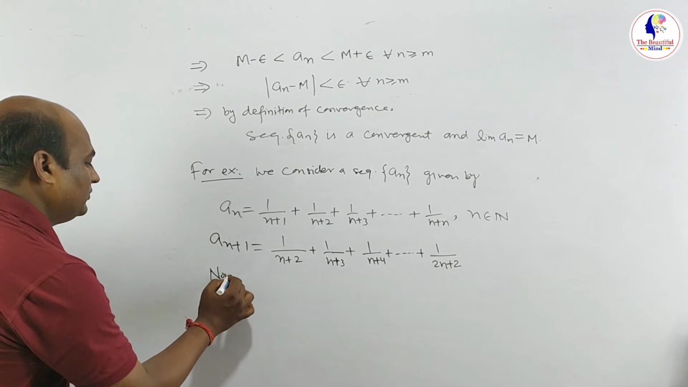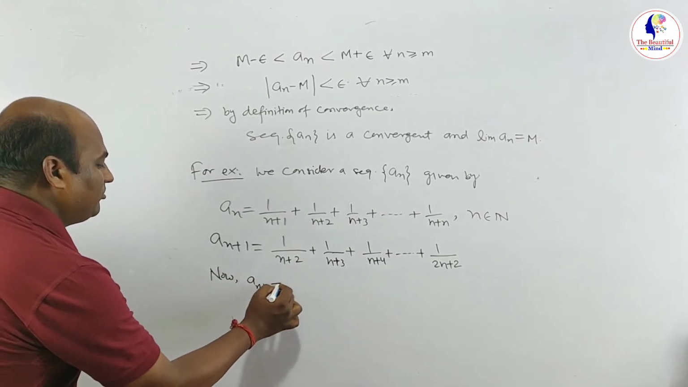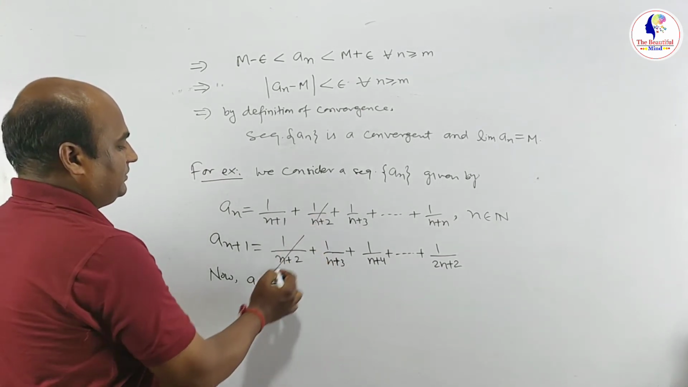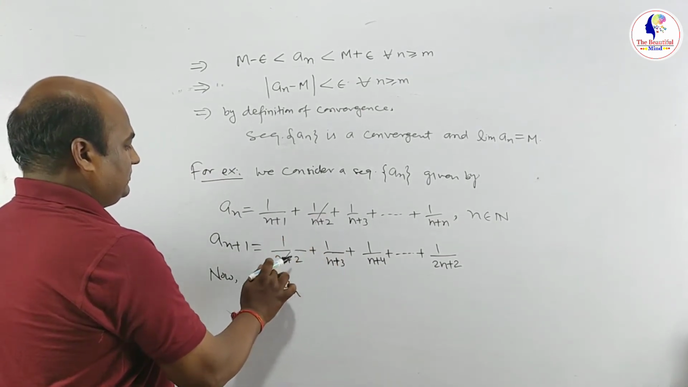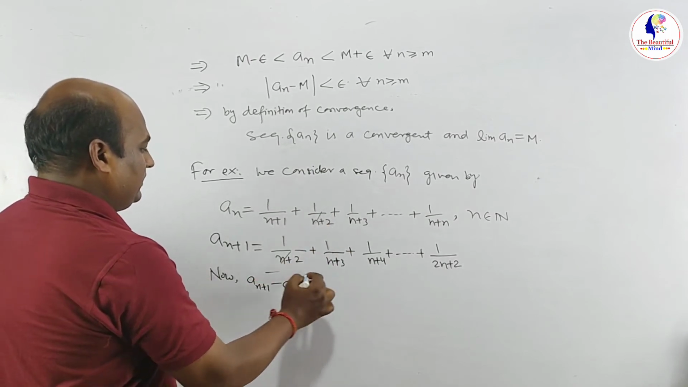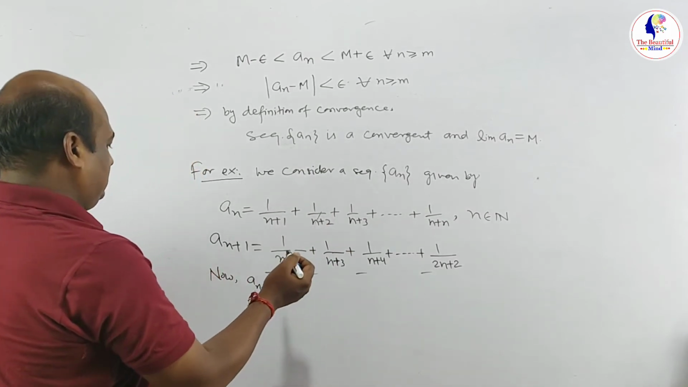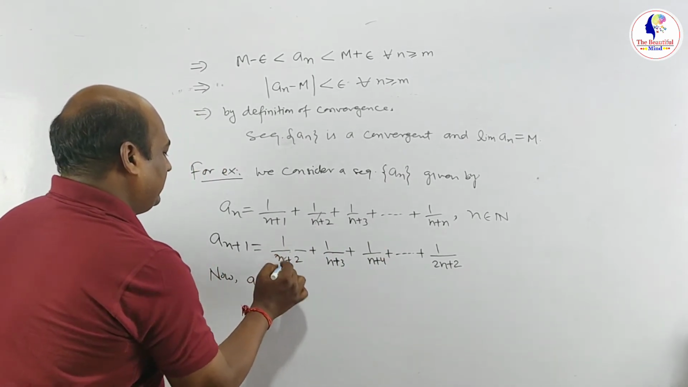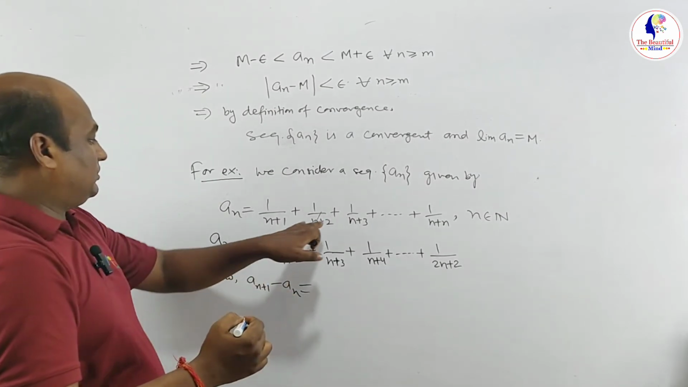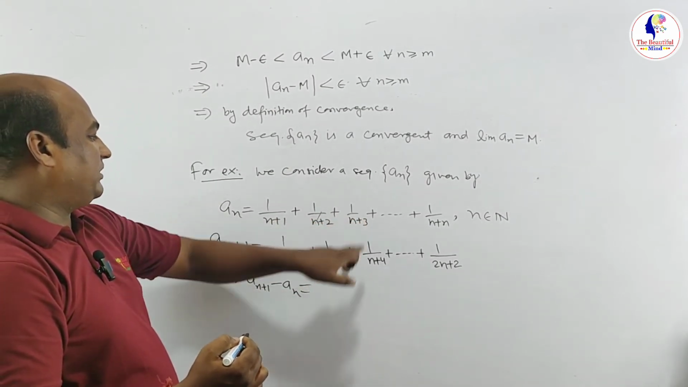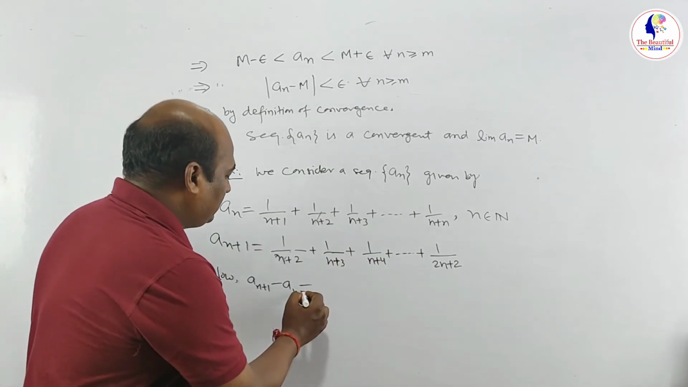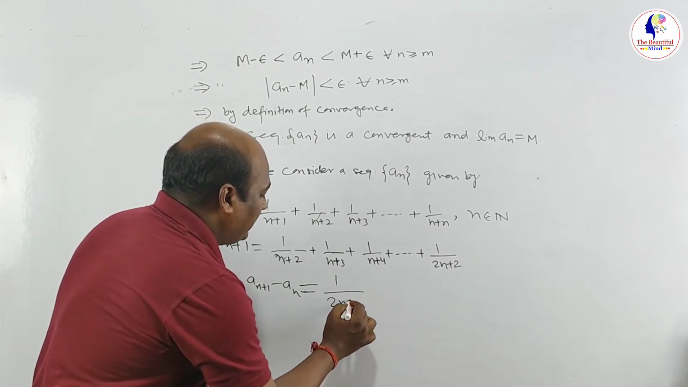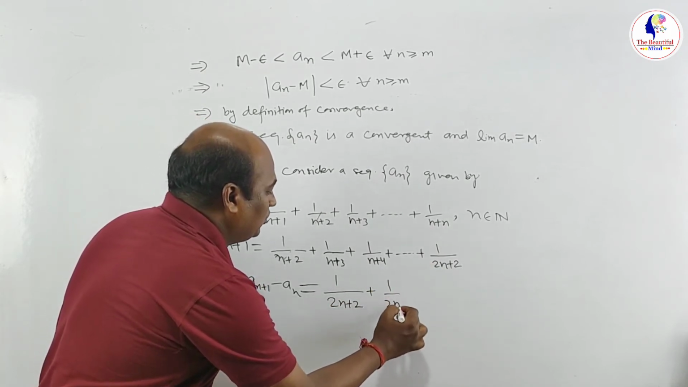Now a_{n+1} minus a_n. We can simply calculate by looking at this. This term is cancelled by this term, which is cancelled by this, and so on. So what terms will remain here? 1 upon 2n plus 2 plus 1 upon 2n plus 1.